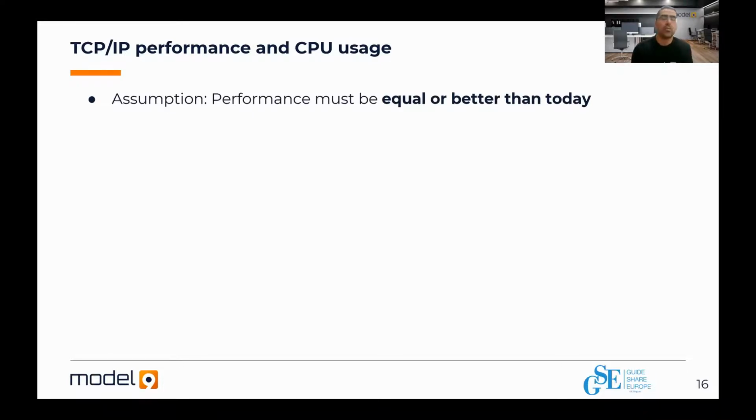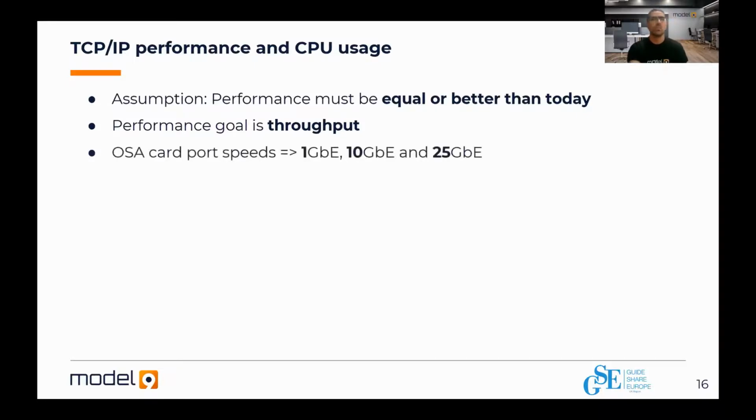I mentioned performance always has to be at least the same or better. It is important to understand that the performance goal is throughput. This is not primary disk. This is not transactional work. Latency is less of an impact, and we make sure of that with our technology as well. I'll mention that later. The point is to get as much data as possible, as fast as possible, to your target storage. So the mainframe today already has different OSA card throughputs: 1 gigabit, 10 gigabit, and even 25 gigabit OSA cards.